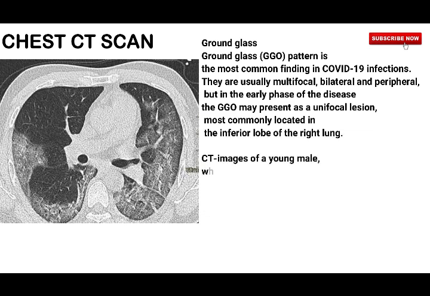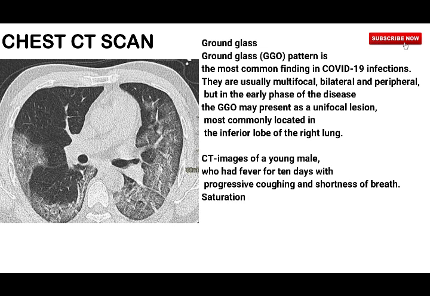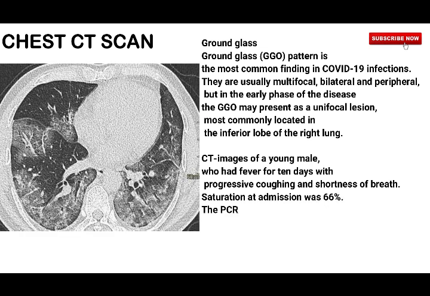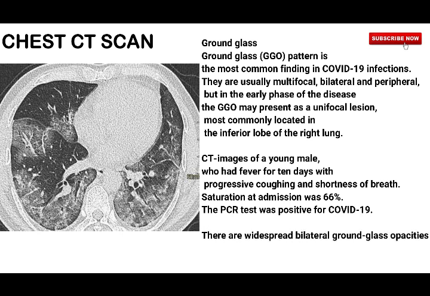CT images of a young male who had fever for 10 days with progressive coughing and shortness of breath. Saturation at admission was 66%. The PCR test was positive for COVID-19. There are widespread bilateral ground glass opacities with a posterior predominance.